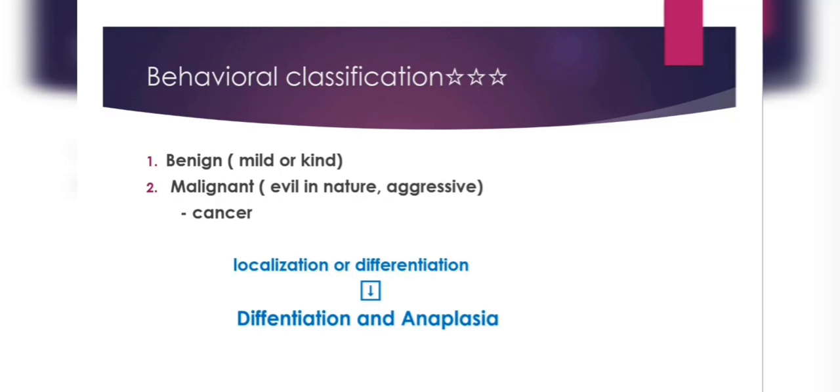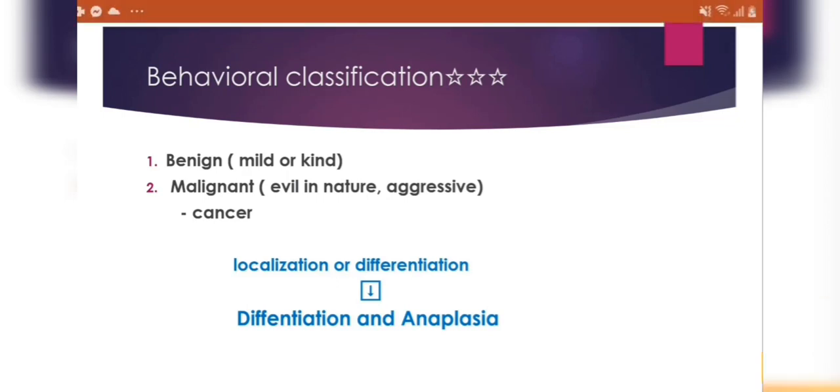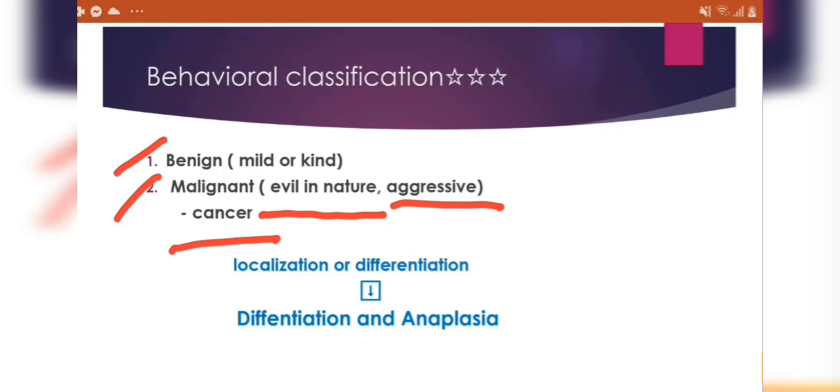Now come to the most important part, or most important classification, which is the behavioral classification. According to behavior, the tumors are divided into two forms, benign and malignant. As we know, the meaning of the word benign is mild or kind, and the meaning of the word malignant is evil in nature or aggressive. So, the benign tumor is a mild or innocent tumor, and the malignant tumor is an aggressive tumor, or it has an evil nature. Malignant tumor is commonly known as cancer.